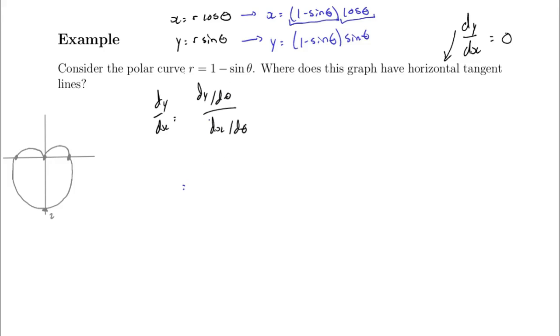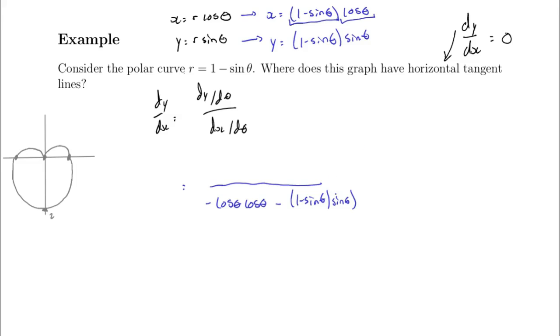Okay, so what we have now is r prime times cosine theta. So that's going to be the derivative of 1 minus sine theta, which is 0 minus cosine theta. So this is negative cosine theta times cosine theta plus 1 minus sine theta. Oops, I'm doing x. I've got to put this in the denominator. There we go. So this was negative cosine theta times cosine theta. And then it's our derivative of cosine, which is negative sine, times 1 minus sine. So I'll say minus 1 minus sine theta, sine theta.